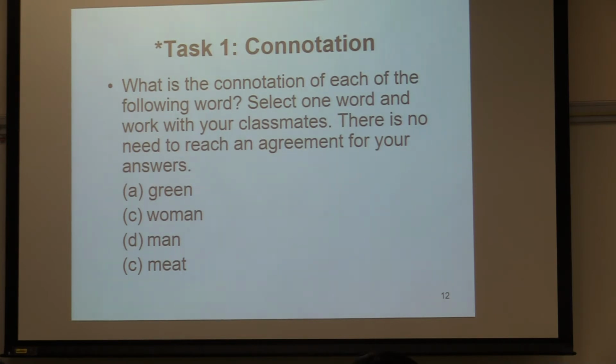So, please just provide a word for each of these words, okay? Or meaning, okay? The connotation of each of the following words, okay?